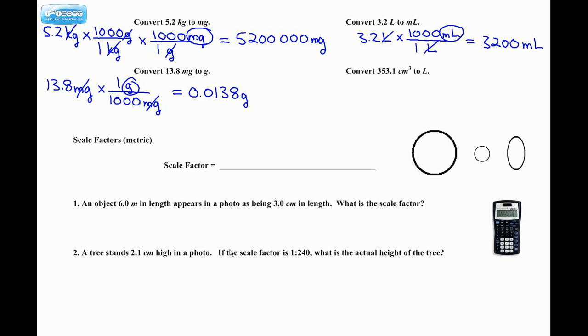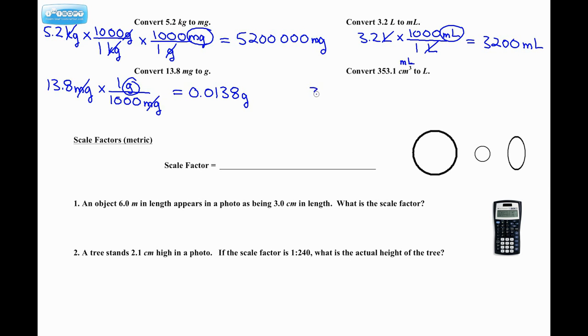And there we are. Finally, convert 353.1 cubic centimeters to liters. Well, don't be fooled, because remember, a cubic centimeter is exactly the same thing as a milliliter. So I'm actually going to work with this number in milliliters right off the bat.